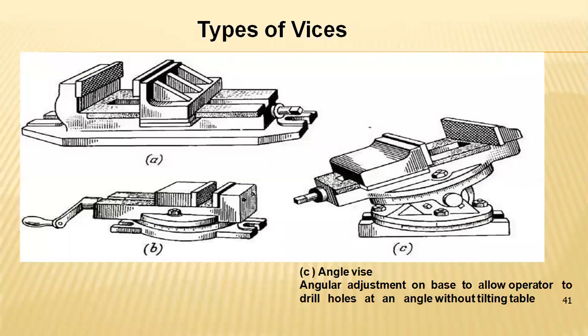And even these vices have different types. That is an angle vise, an angular adjustment vise, etc., which can be altered with respect to its inclinations. It can be altered in its orientations, for straight cuttings, etc.